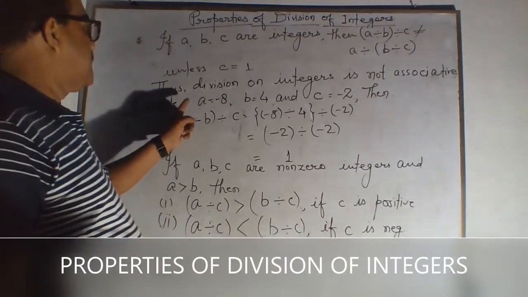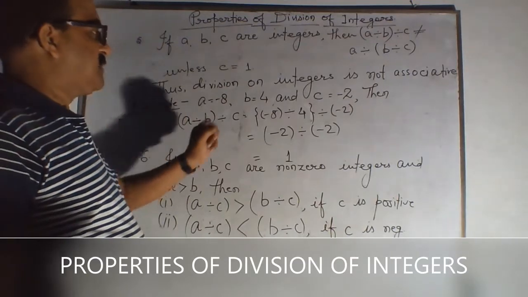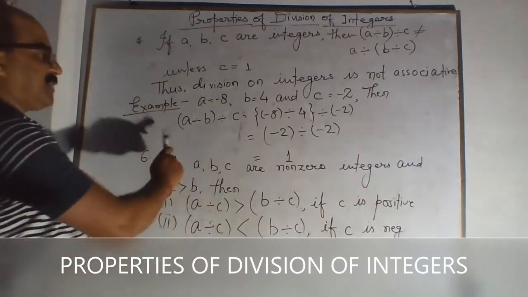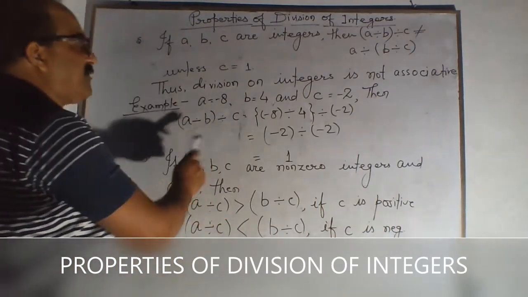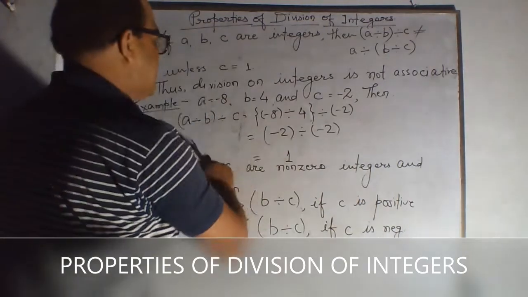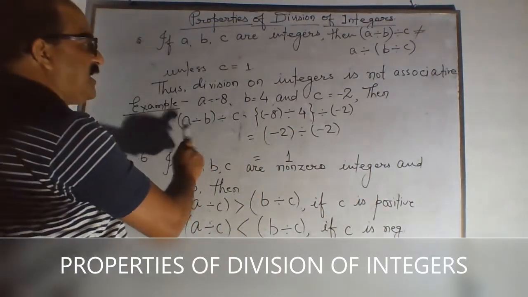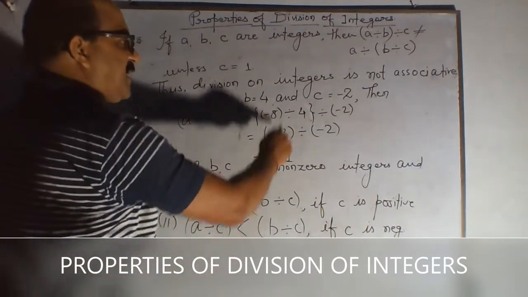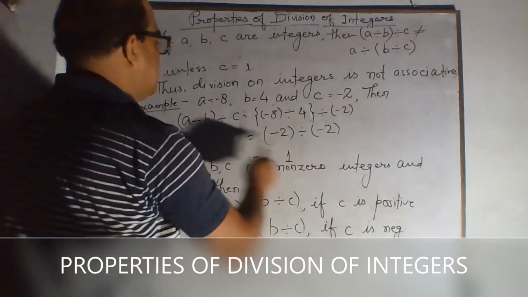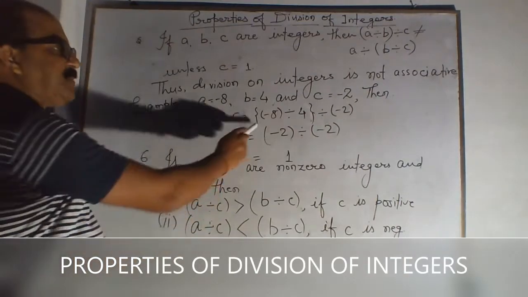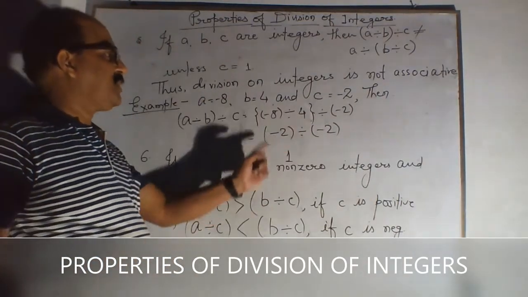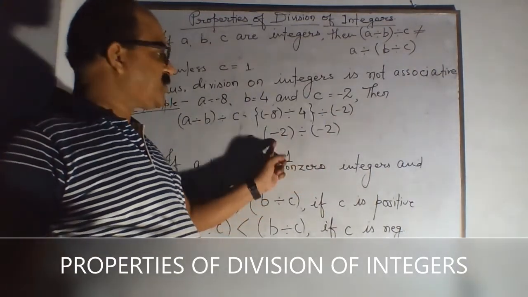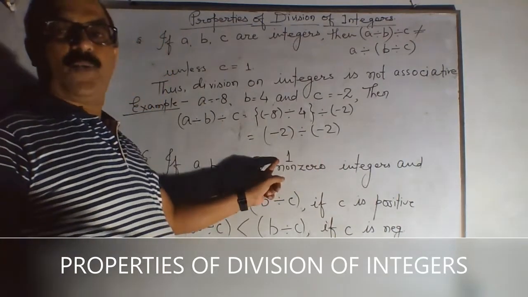For example, suppose the value of a is -8, b is 4 and c is -2. Then (a divided by b) divided by c. We put the values of a, b and c respectively: a is -8, b is 4 in brackets, divided by c, which is -2. When we simplify, -8 divided by 4 is -2, and again -2 divided by -2 we obtain 1.